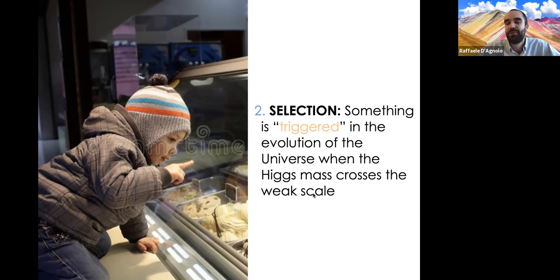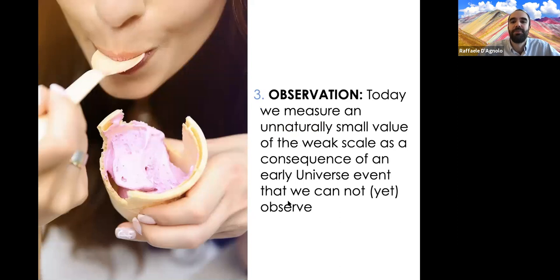So indeed, if you have these two ingredients, then today you would observe what we are observing. You would observe a weak scale that seems to be smaller than it should be, but without any physics around it to explain the value that we see.